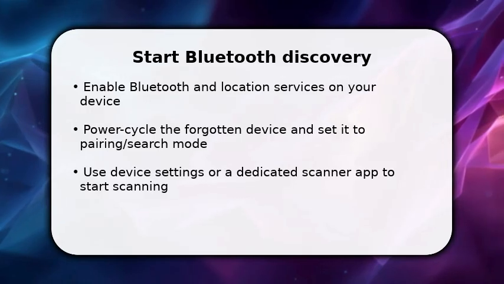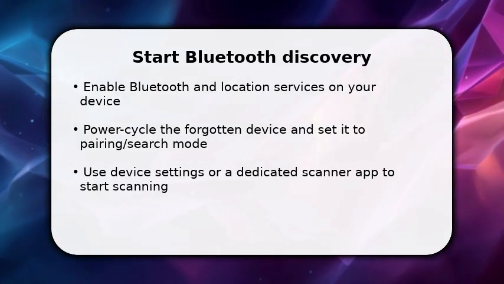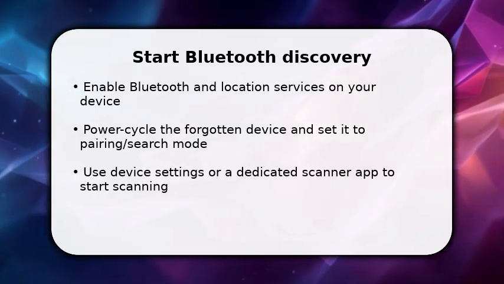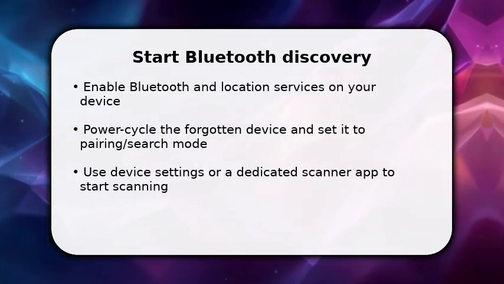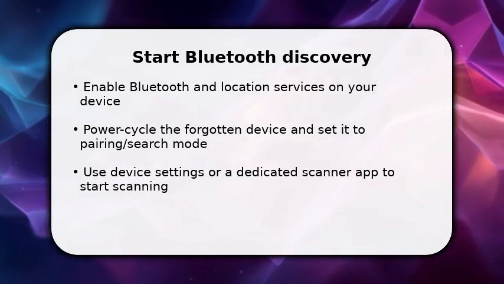You start by enabling Bluetooth and location on your phone or laptop. This gives you the necessary radio and permissions. Next, power cycle the forgotten device and force it into pairing or discoverable mode so it broadcasts.